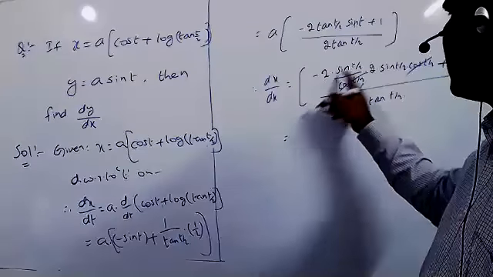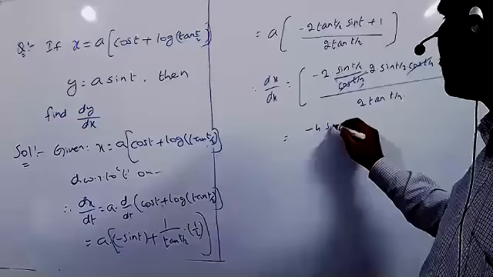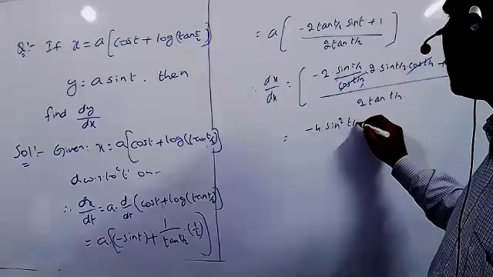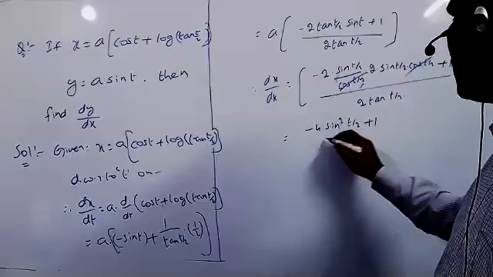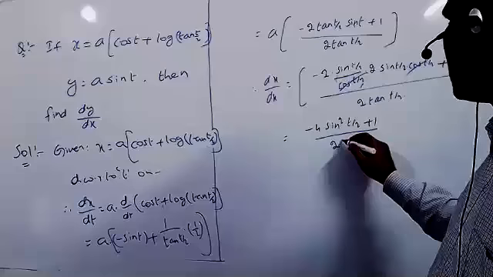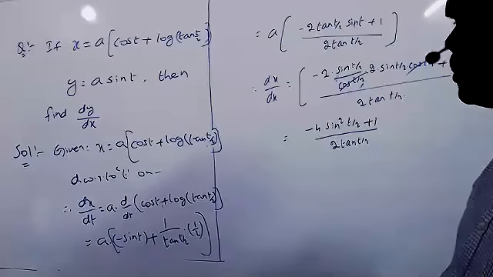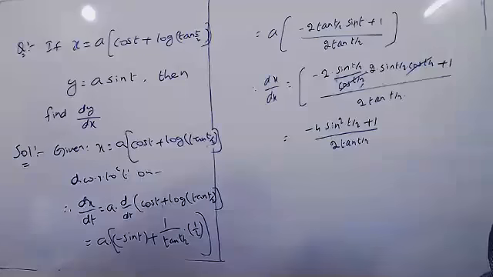So it is equal, you can write minus 2 into 2 equal to minus 4 sin t by 2 into sin t by 2, equal to sin square t by 2 plus 1 by, this you can write now 2 tan t by 2. I think in terms of sin, we have a formula. Any formula we have?